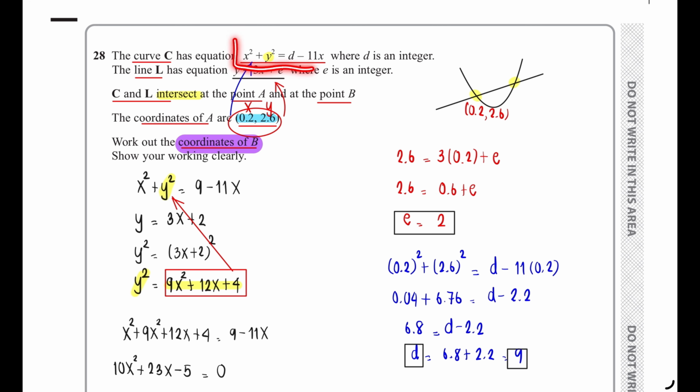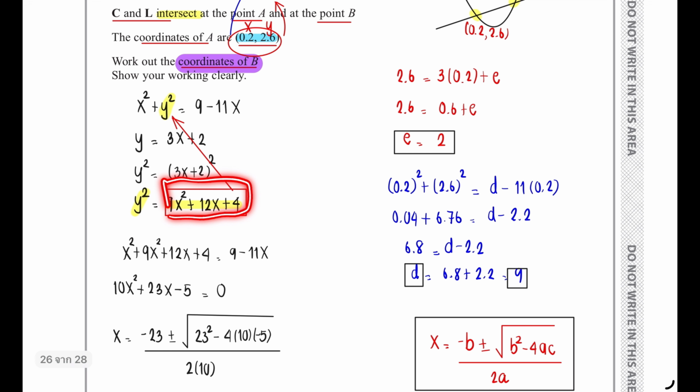So that means the equation of curve C will be x squared plus y squared equal to 9 minus 11x. And the other equation will be y equal to 3x plus 2. Now I will square this equation so that I will get y squared equal to (3x plus 2) squared. So after expanding, we will get y squared equal to 9x squared plus 12x plus 4. And then I will substitute into the first equation so that I will have x squared plus 9x squared plus 12x plus 4 equal to 9 minus 11x.